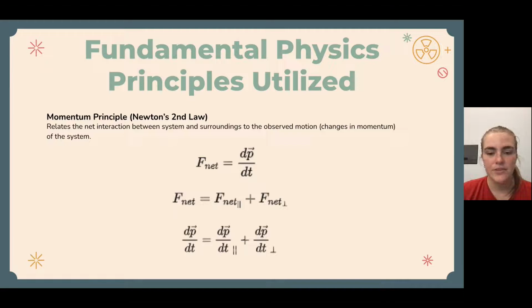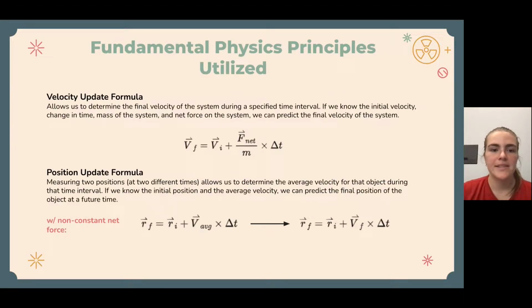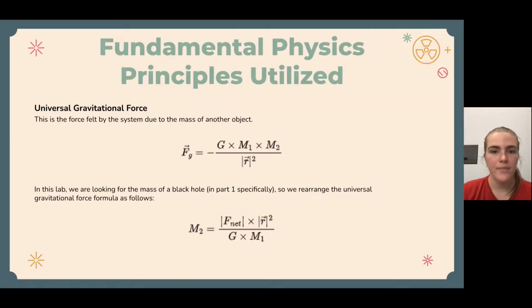and F net is equal to its perpendicular and parallel components, and the same goes for dp dt. We also utilize the velocity update formula, where we can find a final velocity if we have its initial velocity, the net force, mass, and change in time. And we also utilize the position update formula with a non-constant net force, where we can find the final position of an object if we have its initial position, its final velocity in this case, and change in time.